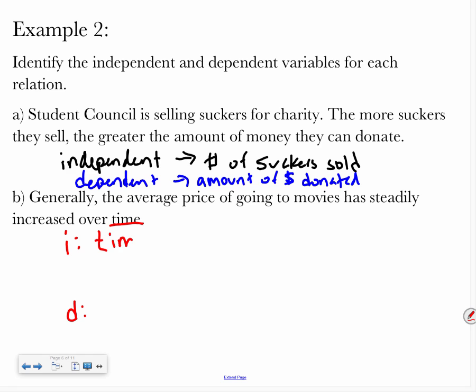It doesn't matter how much you stare at the clock in math class or watch the bar at the bottom of this video, just, oh, I want it to be done. You can't influence time. It's going to take whatever amount of time it needs to in order to happen, okay? However, as the years go on or time goes on, the price of movies is going up. So that is our dependent variable. So price of movies.